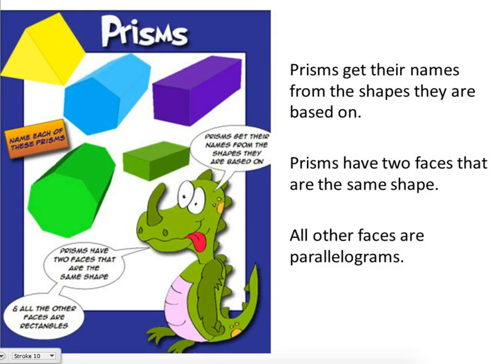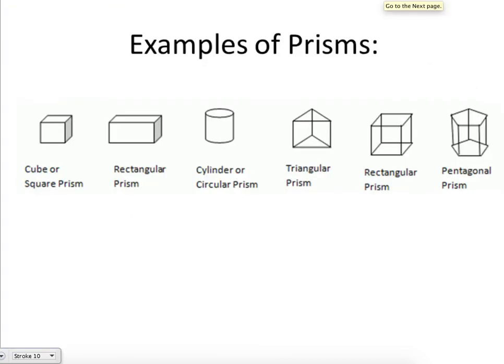So moving on, learning how to name things is super important. Here are some examples of prisms: a cube or square prism, rectangular prism. Cylinder really is kind of its own type of prism. Triangular prism, rectangular prism, pentagonal prism. Gonna move on.